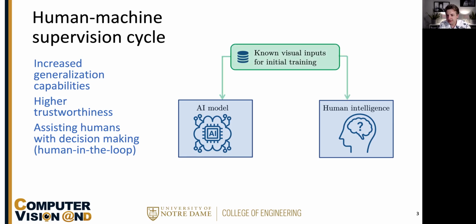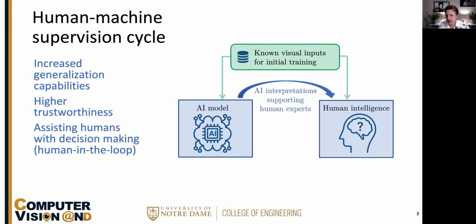So the first step is, of course, to have some known visual inputs for initial training. This is where we are starting. So we have a trained model. And we have, of course, humans that are trained in a sense that we saw a lot of different visual objects, and we did a lot of different visual recognition tasks. So we have some prior knowledge about different recognition domains.